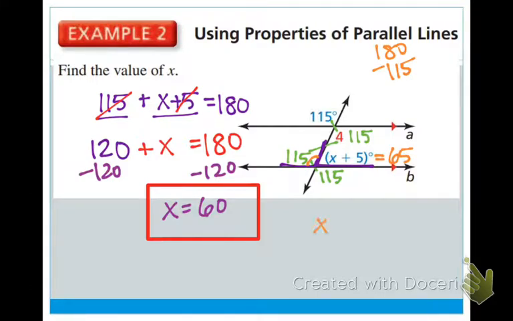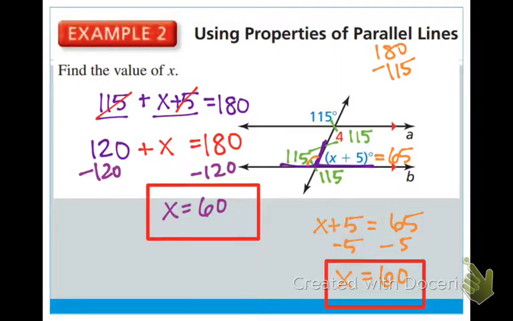So you would set it up the same way. X plus 5 equals 65. What would we do next? Subtract 5, and x equals 60. You get the same exact answer. So if you see it this way, then that's fine. If you do it this way, that is also fine. Make sense? So how did I get 65? Subtract 115 from 180. Okay? We're going to keep on going. Go to the next example.